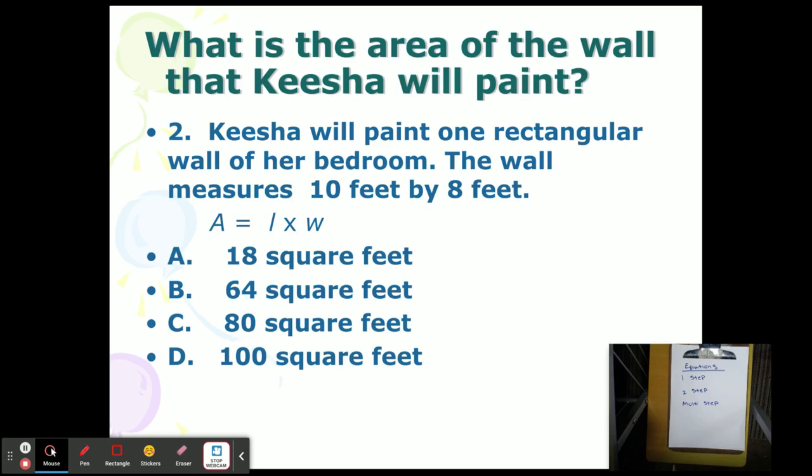What is the area of the wall that Keisha will paint? Keisha will paint one rectangular wall of her bedroom. The wall measures 10 feet by 8 feet. So I know that the area of a square or a rectangle is side by side, or length times width. So all you're going to do is multiply 10 times 8. So the answer for this one should be C.